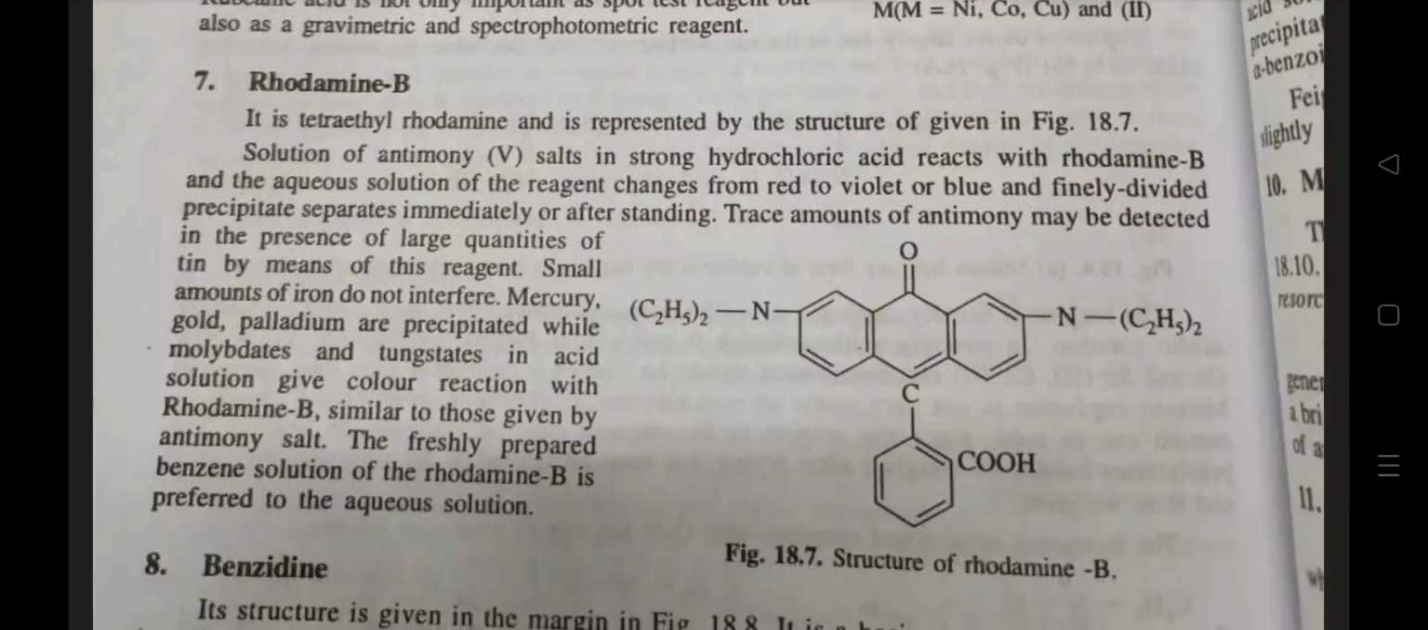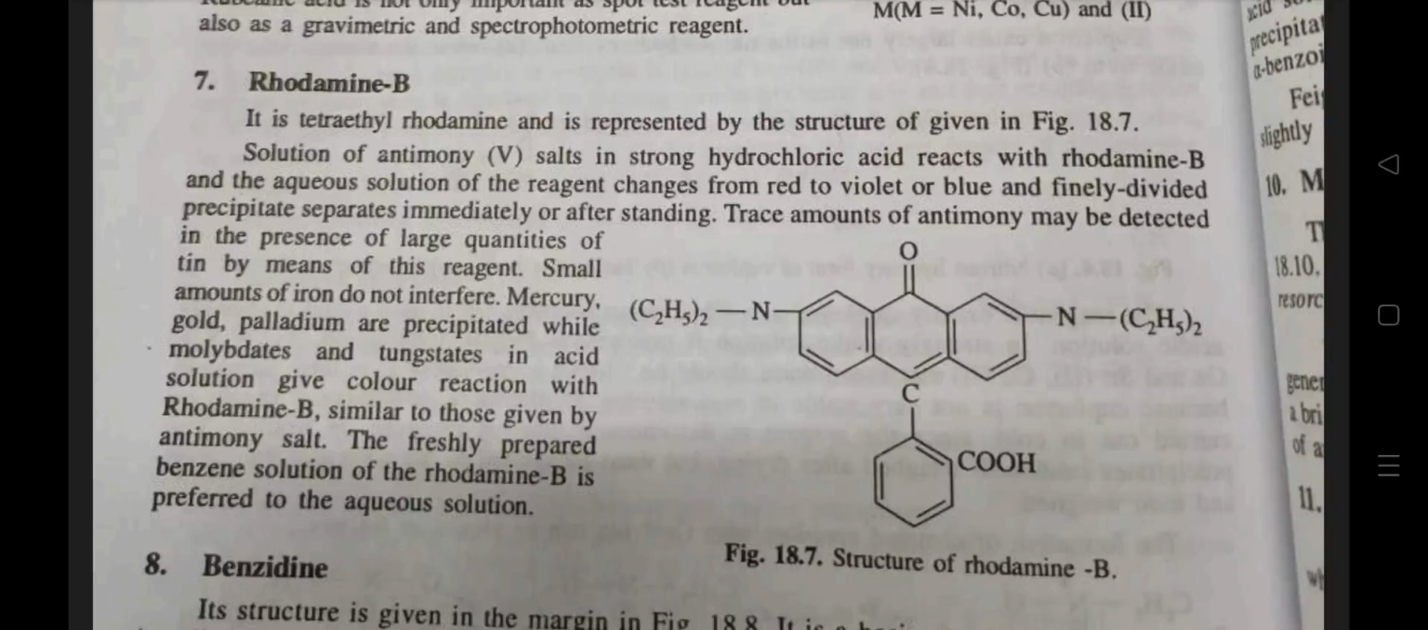Rhodamine B. It is tetraethyl rhodamine and is represented by the structure in figure 18.7. A solution of antimony salts in strong hydrochloric acid reacts with rhodamine B, and the aqueous solution of the reagent changes from red to violet or blue, and a finely divided precipitate separates immediately or after standing. Trace amounts of antimony may be detected in the presence of large quantities of tin by means of this reagent. Small amounts of iron do not interfere.